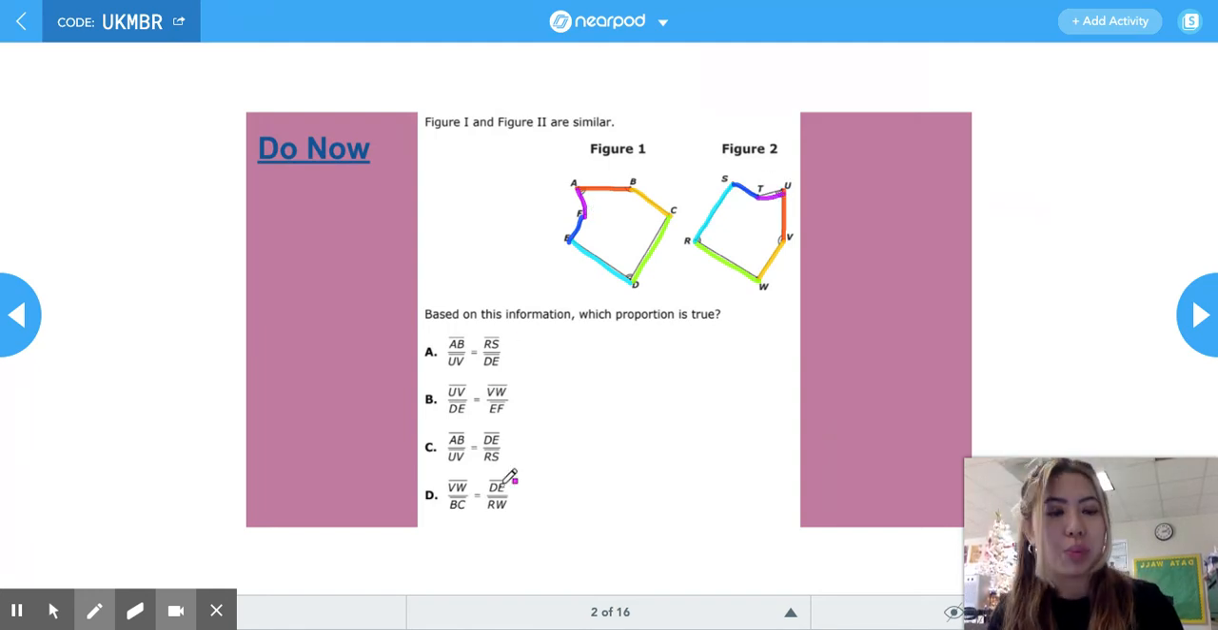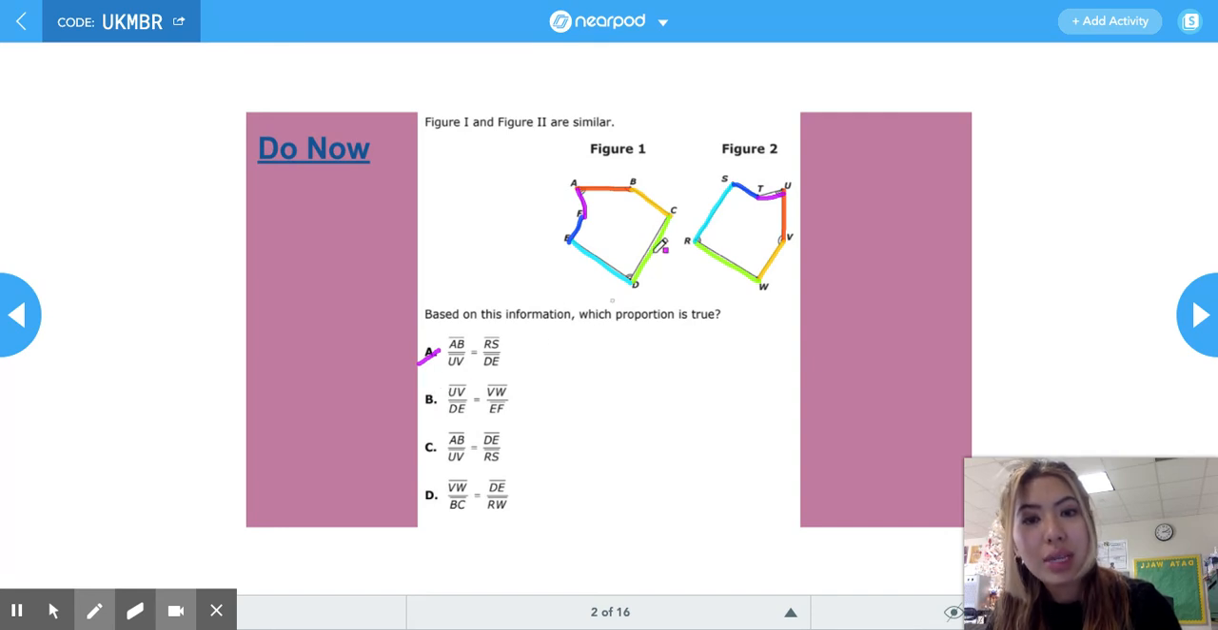So now I can look at the different proportions to see if they're set up correctly to show that they're equivalent or proportional. So we have side AB, which is this orangey color, is similar to side UV, which is correct. Then it's saying side RS is similar to DE. In terms of the corresponding sides, that is true, but the proportion is written incorrectly because the top numbers, the numerators, should both be figure 1 sides, and the bottom ones should represent figure 2's sides. So this is not correct.